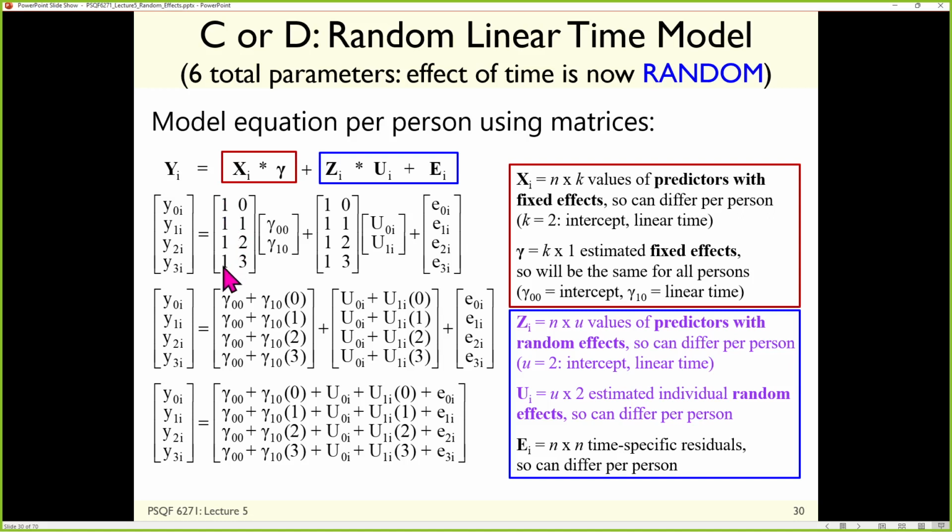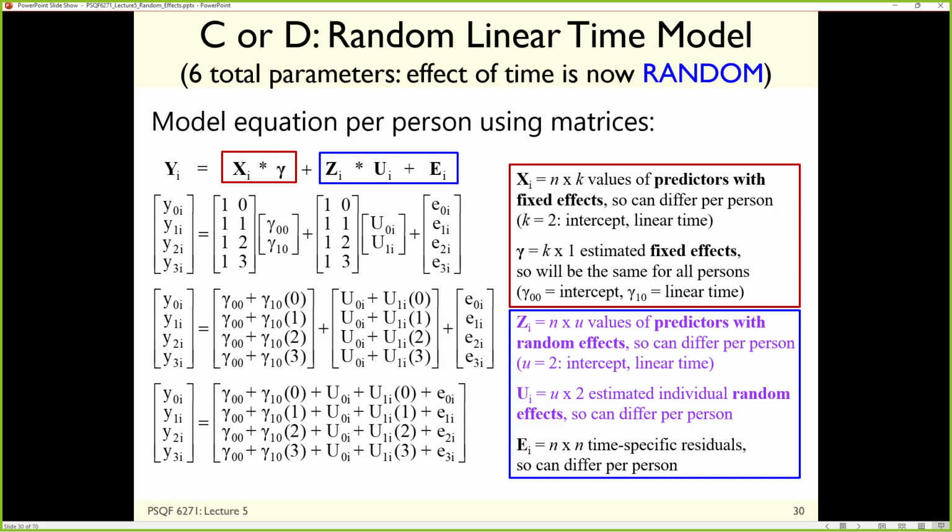That goes with the fixed intercept. So that gets multiplied by gamma 0,0. And then this second column is going to be like time. So in our example, it was just time 0, 1, 2, 3, which gets multiplied by the fixed slope. And now over here, Z looks the same as X in this model because all predictors that have a fixed effect also currently have a random effect. The reason that there's 2 separate names for them is because that's not always true. You can have fixed effects of predictors that don't have random effects with them.